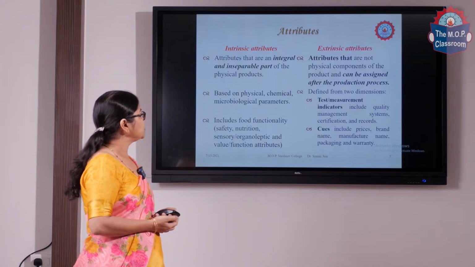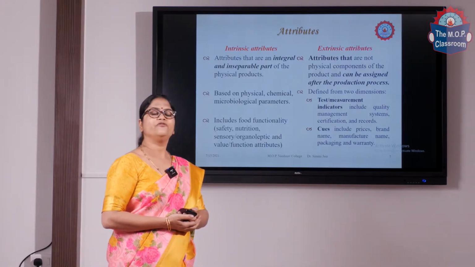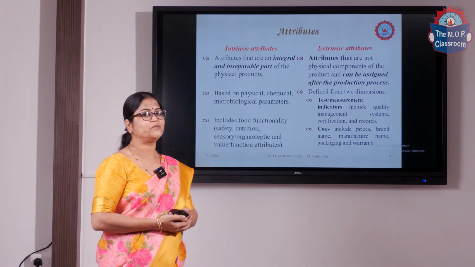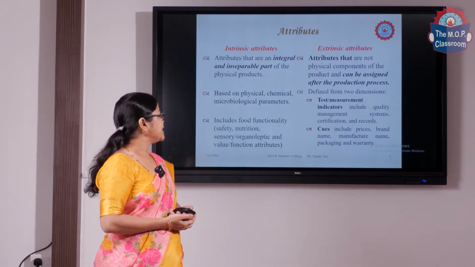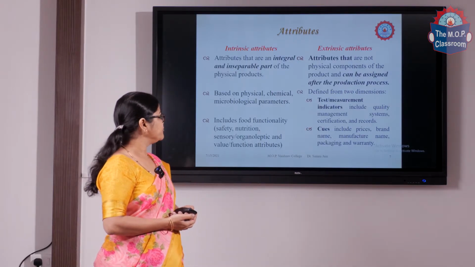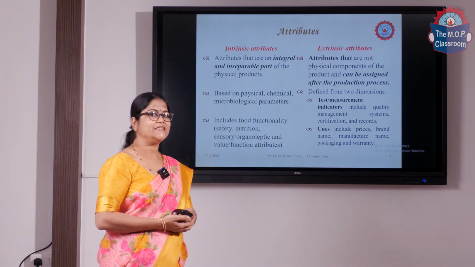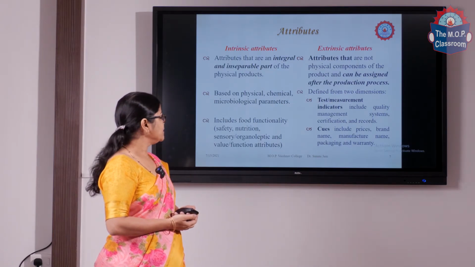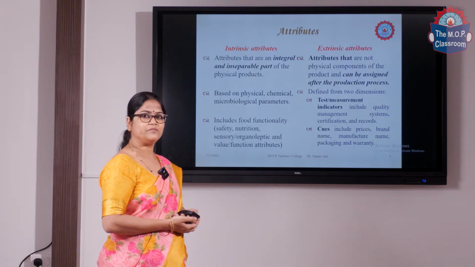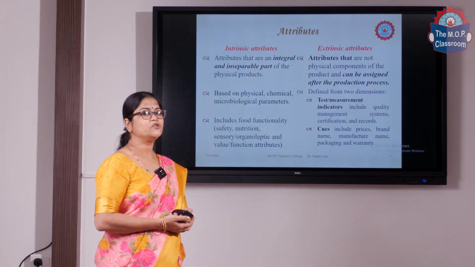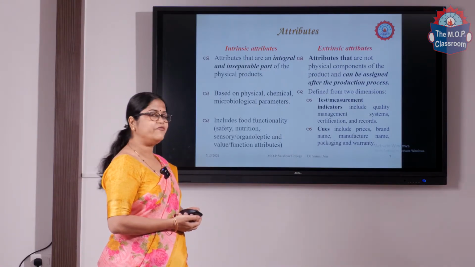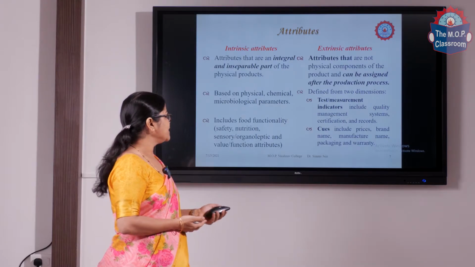The extrinsic attributes are those which are not physical components of the product, but can be assigned after the production process. They can be defined or identified using two dimensions. First, the test or measurement indicators like quality management systems, certifications, and records. And secondly, by means of cues, including prices, brand name, manufacturer name, packaging, and warranty.